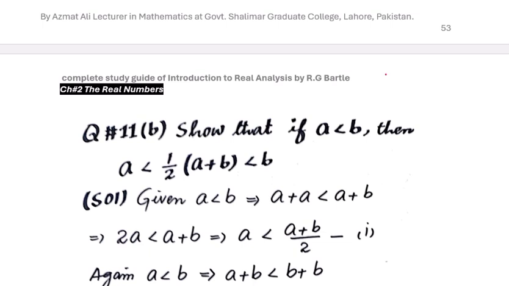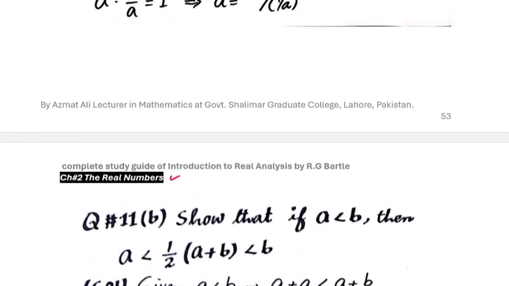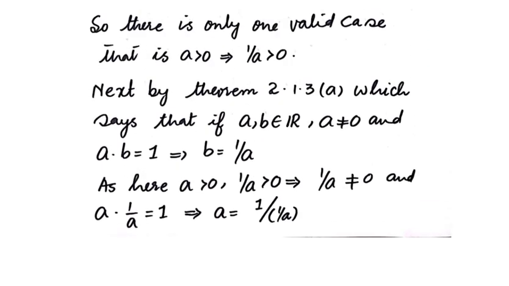Our second chapter, the real numbers, continues, and in the last lecture we covered up to question number 10. In today's lecture, from exercise 2.1, we will start from question number 11.